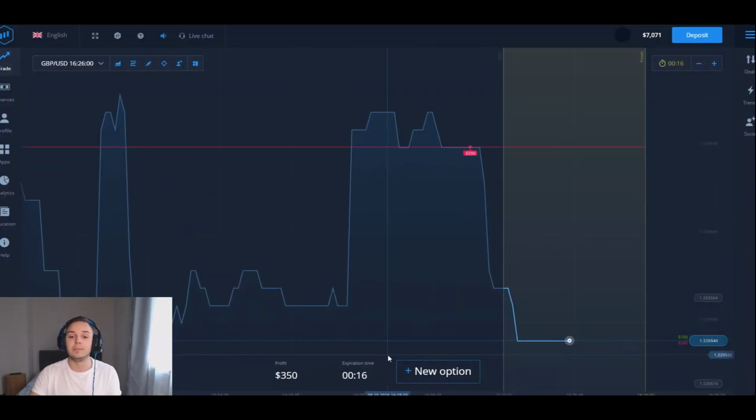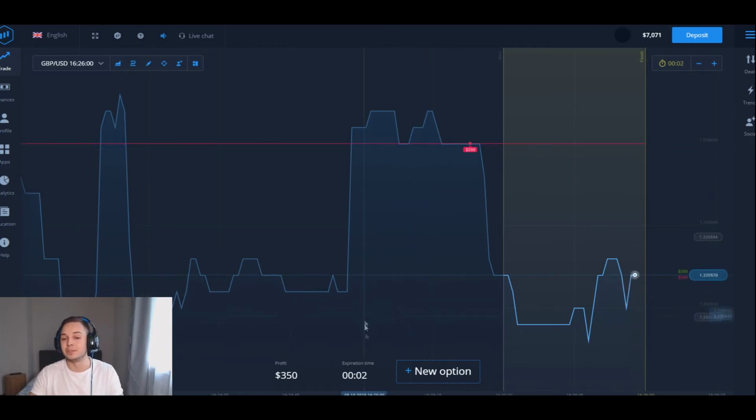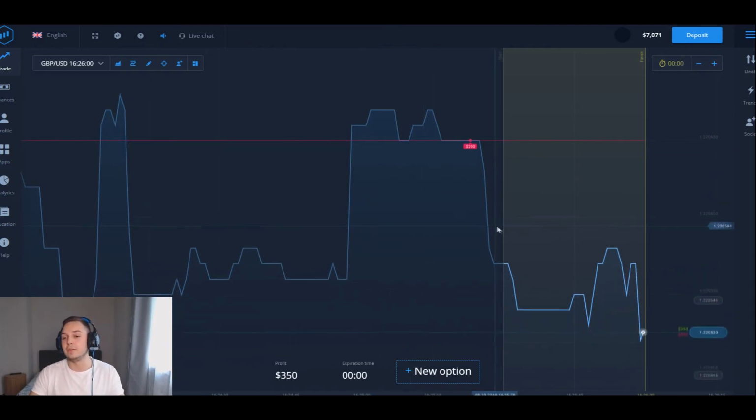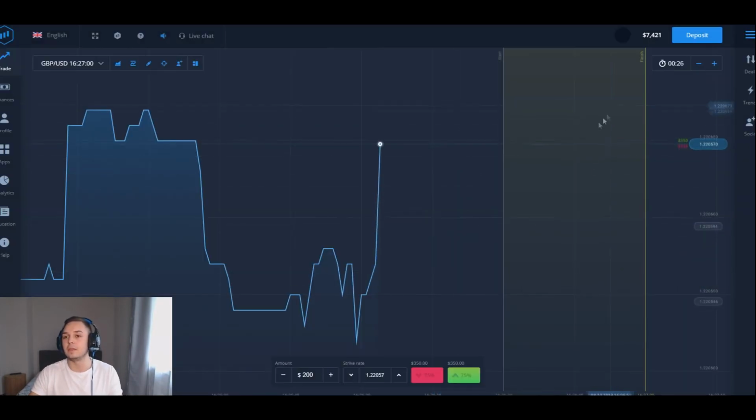The expiration time is 16 seconds. Very, very nice at the moment. And hopefully this continues to go down and is gonna be profitable. Hopefully it doesn't just shoot back up randomly, because sometimes that happens on Forex or binary options. So 2 seconds, very, very nice, going down. I love it. 350, 7,421. So you can see it's shooting back up now.